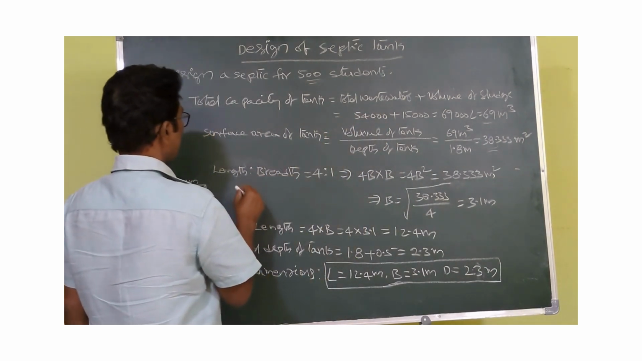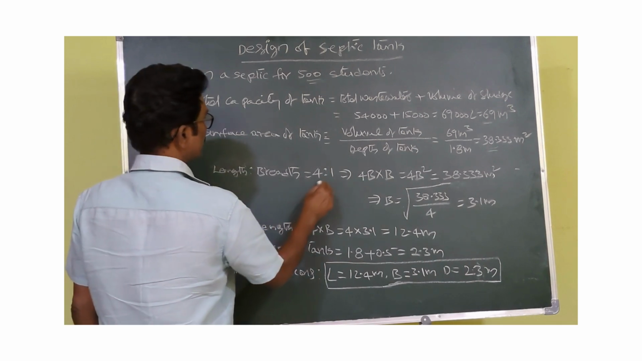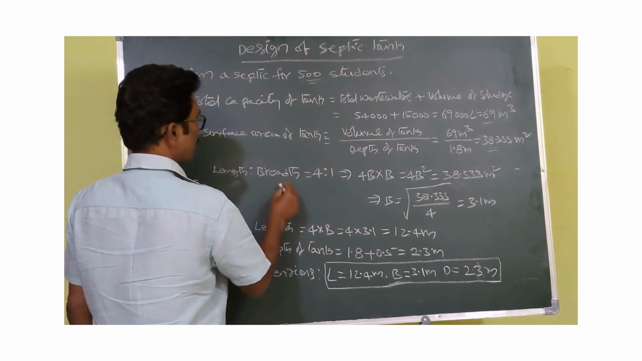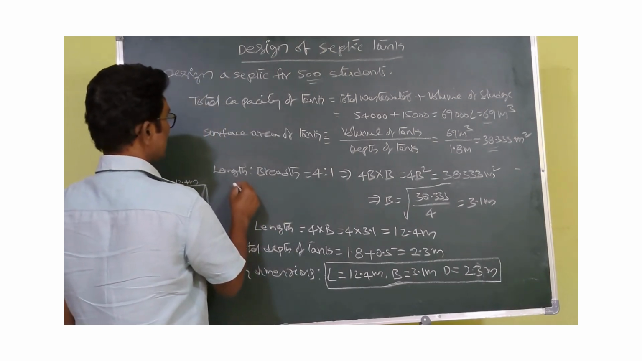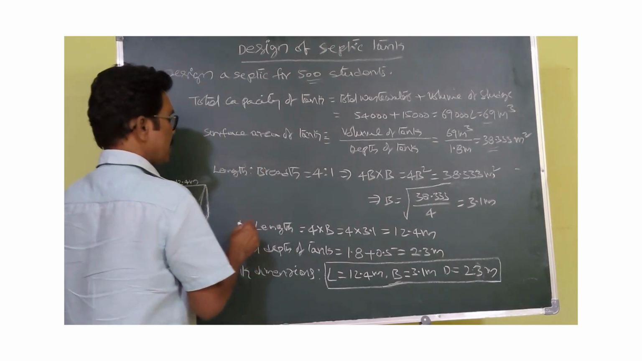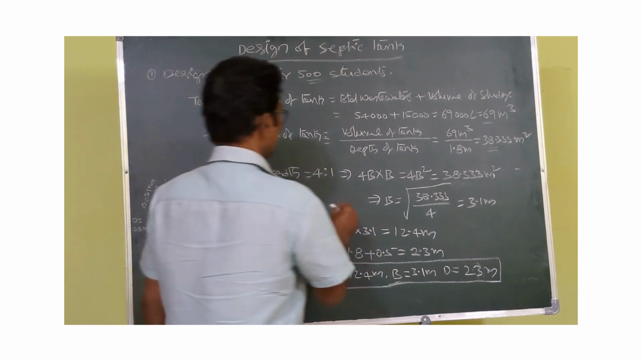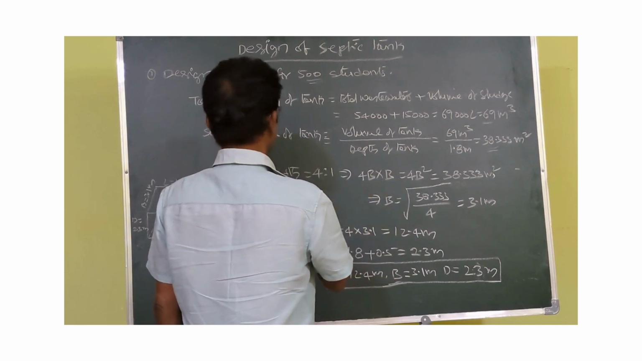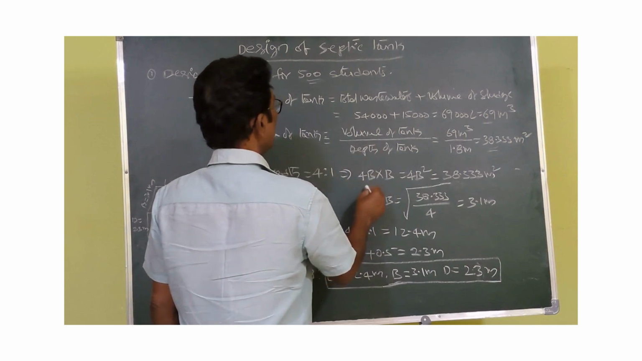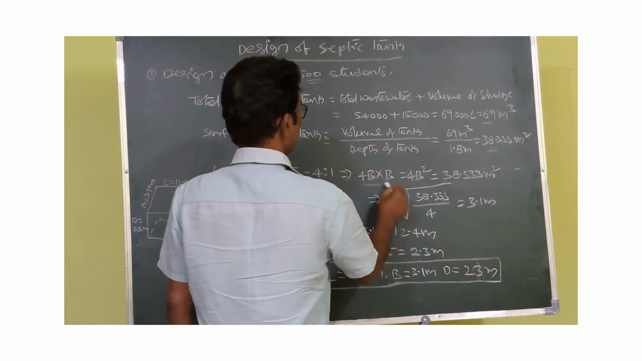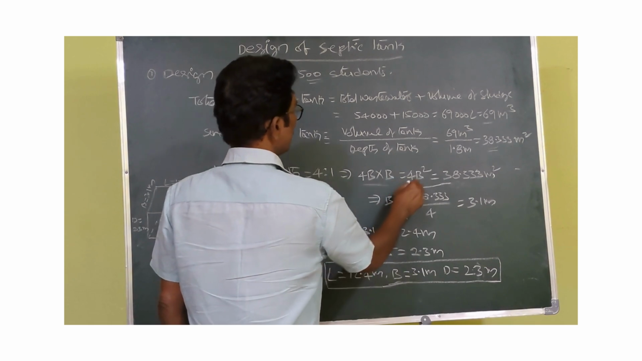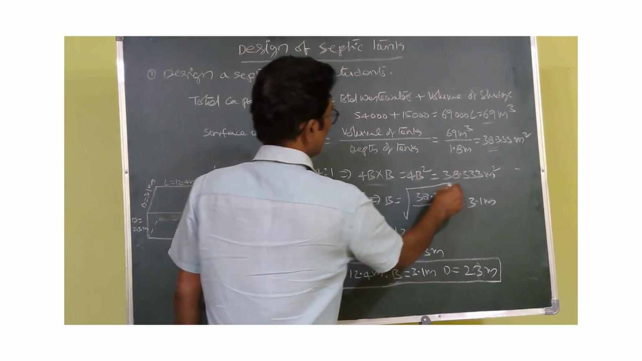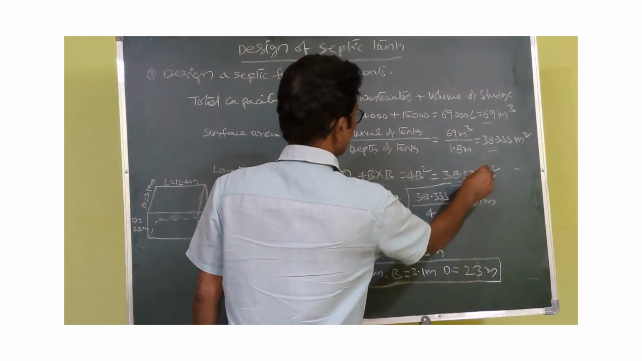Here we already assumed the length to breadth ratio of 4:1. That means the length is 4 times the breadth. So let us assume breadth equal to B. Therefore, length equals 4B. If you multiply these, you get the surface area 4B into B, that is equal to 4B square. This surface area is equal to 38.333 meter square.